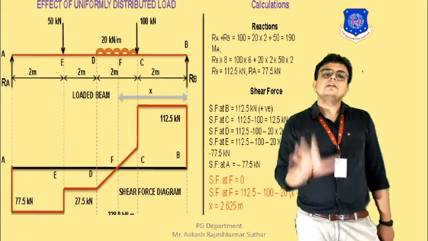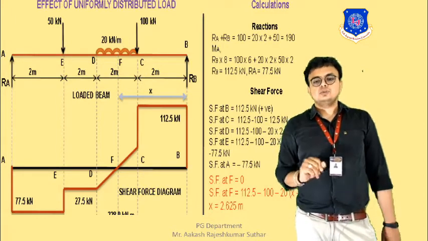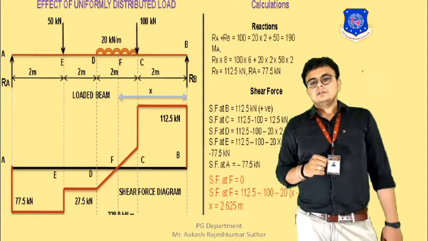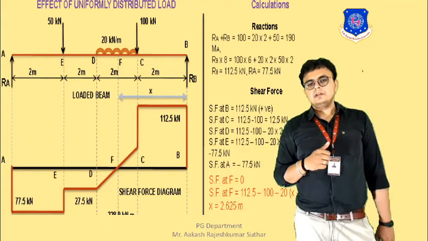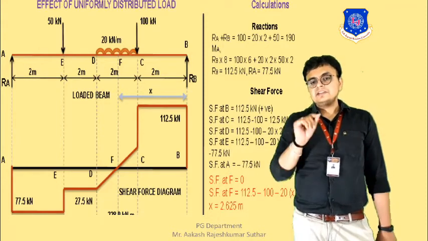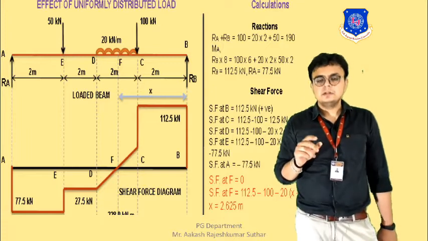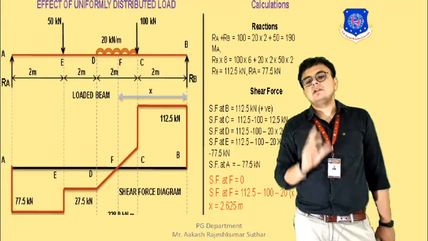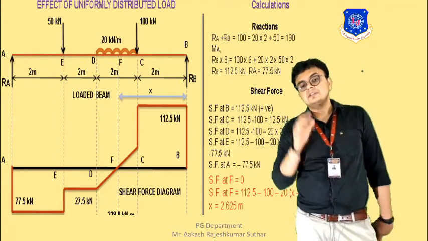So this says that we will be reaching 0 at this point. In this way we need to find the shear force, and the diagram will also be drawn. Okay. Here the shear force at F point has a value equal to 0. So basically we need to find the point at which the value is 0.